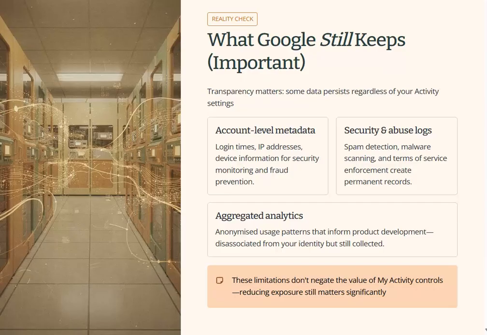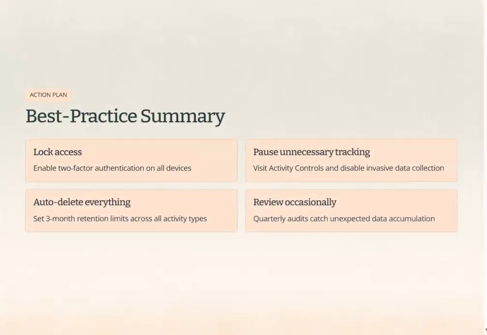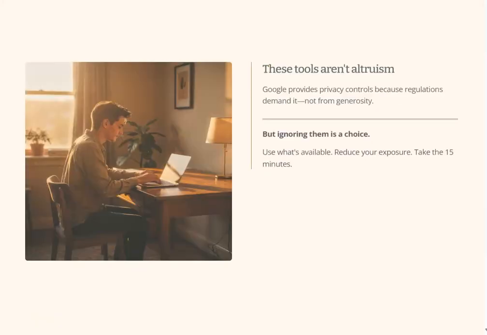It's important to remember that when you turn all these settings off, you've reduced tracking. You're not totally invisible to Google if you use the apps. So remember that. Best practice summary: lock access, do that two-factor authentication. Importantly, pause any unnecessary tracking, activity controls, and disable any invasive data collection. These boxes might change over time. Keep checking them and see what happens. Auto-delete everything. I would say 3 months if you leave something enabled. 3 months is fine. And keep reviewing it, because Google likes to change settings, so you've ticked something and it becomes something else. And they do that. This is realistic, achievable privacy, really.